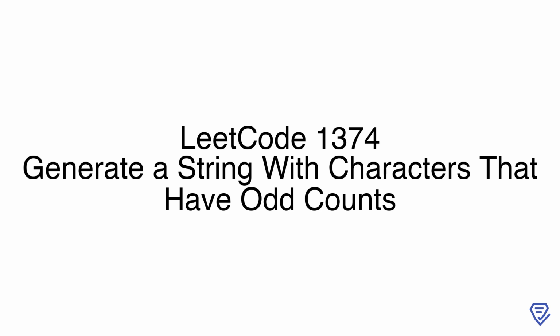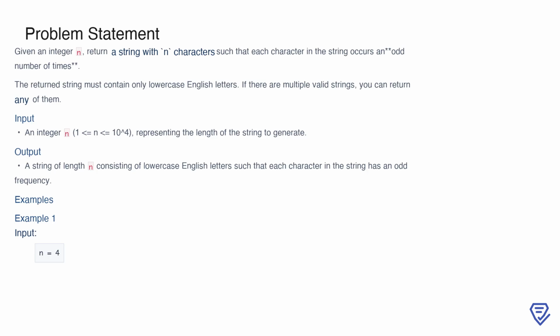Let's get started. The problem asks us to generate a string of length n such that each character in the string appears an odd number of times. The string should only use lowercase English letters, and if there are multiple valid outputs, we can return any one of them. For instance, if n is 4, the output string must have exactly 4 characters, and each character in that string must occur an odd number of times.